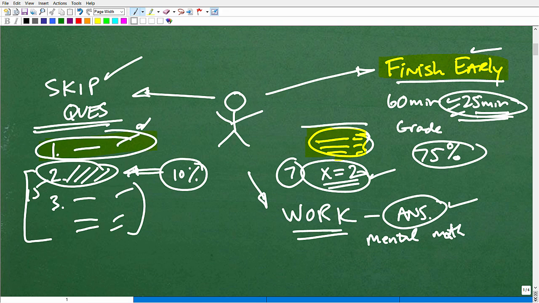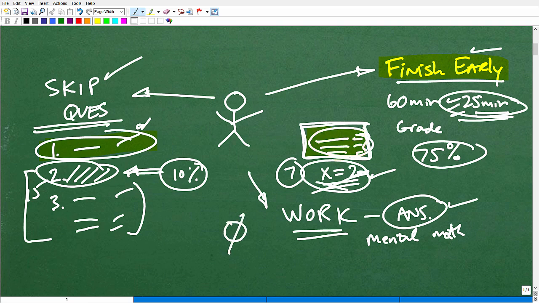Okay, now the more supporting work you give, the higher chances you have of getting partial credit. Because if you get the answer wrong and you have no work, you're going to get 0 points.